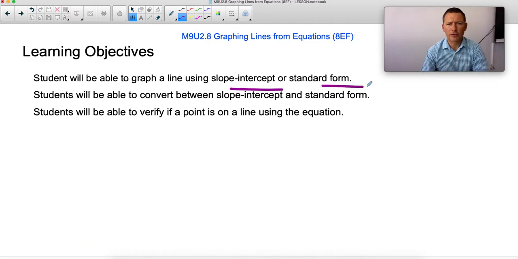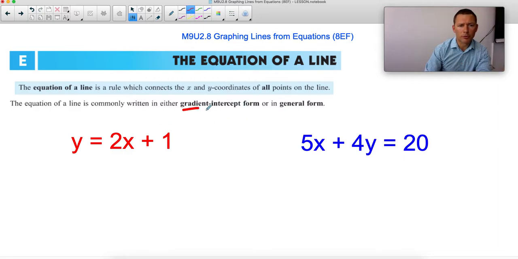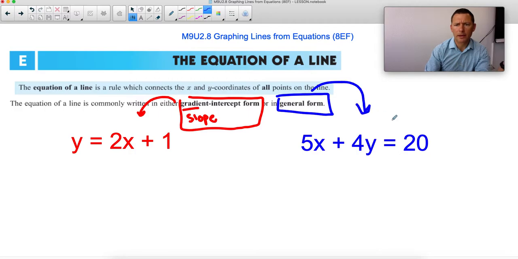I want you to understand slope-intercept and standard form, be able to convert between them, and check if a point is on a line when you walk out of here. So there are two major types of equations that we talk about for showing the equation of a line. One of those is slope-intercept form, or British call it gradient, but I use slope-intercept. So this is this type. And another way to show it is in general form, like that. They have a little bit of a difference, and they're useful in different ways, but I want you to be able to pick which one is which.